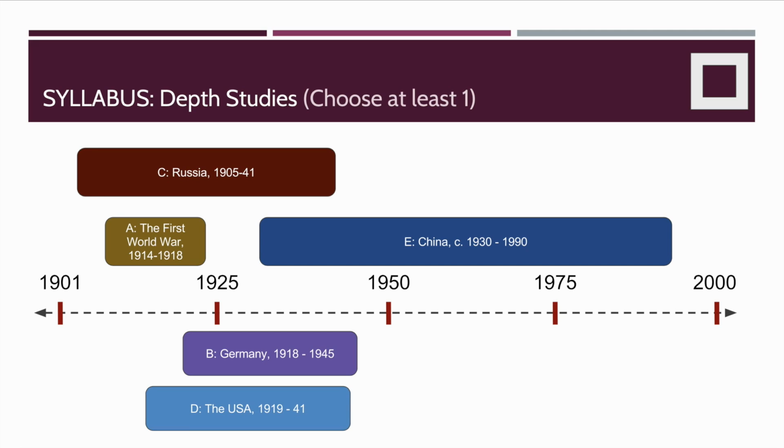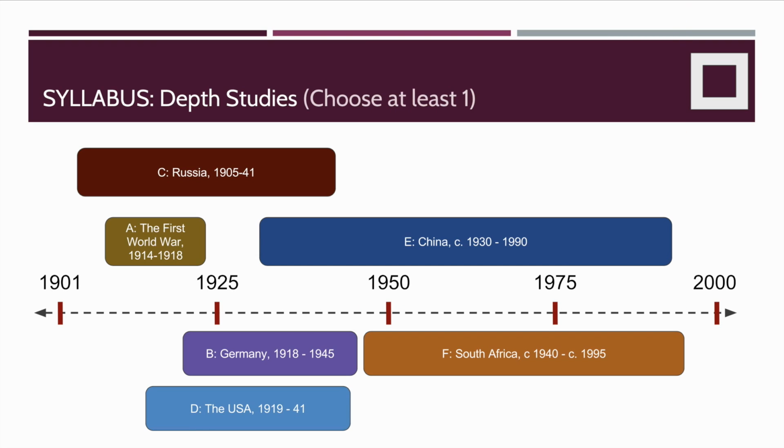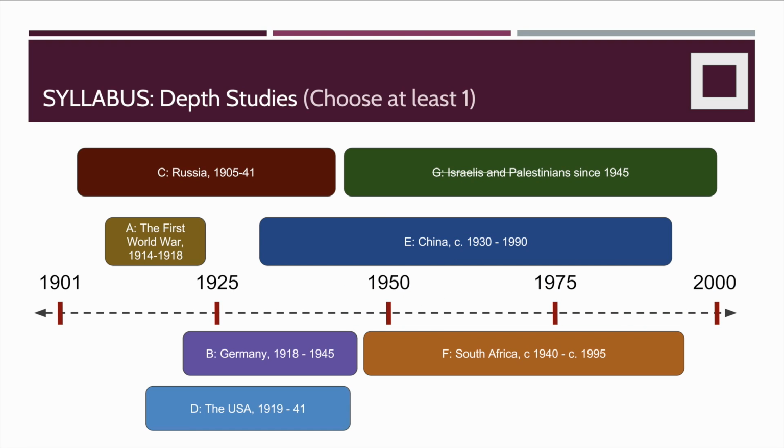China, 1930 to 1990. Look at that time length, 60 years. So as you can imagine, this covers a lot of different topics. South Africa, 1940 to 1995. And finally, Israelis and Palestinians since 1945.